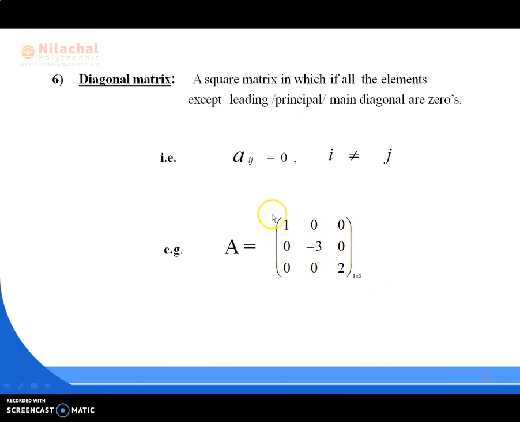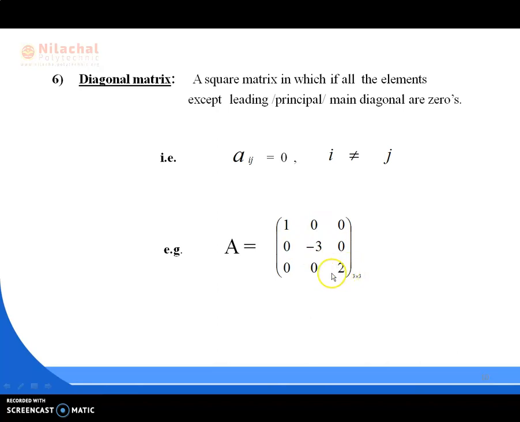There are two diagonals. One is the right corner diagonal, another is the left corner diagonal. But always the right corner diagonal in a matrix is called the principal or main diagonal. Why? Because in the right corner diagonal, every element is at position i equals j. That means this is the position 1 1, first row, first column. These are the right corner diagonal elements. This -3 position is 2 2, second row, second column. And the third element is also at 3 3 position.